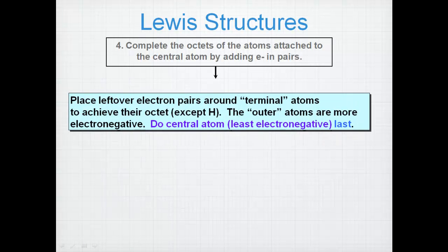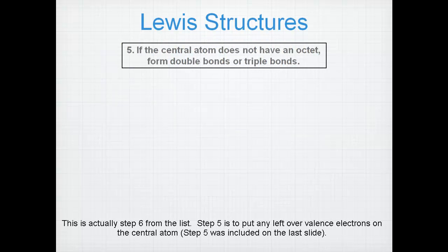The fourth step is to complete the octets of the atoms attached to the central atom by adding electrons in pairs. So you're going to place any leftover electron pairs around terminal atoms to achieve their octet. These are the outer atoms, and the outer atoms are most electronegative. Do central atoms last. So go around and put any leftover electron pairs around the outside atoms. And if you have any left over, you place them on the central.